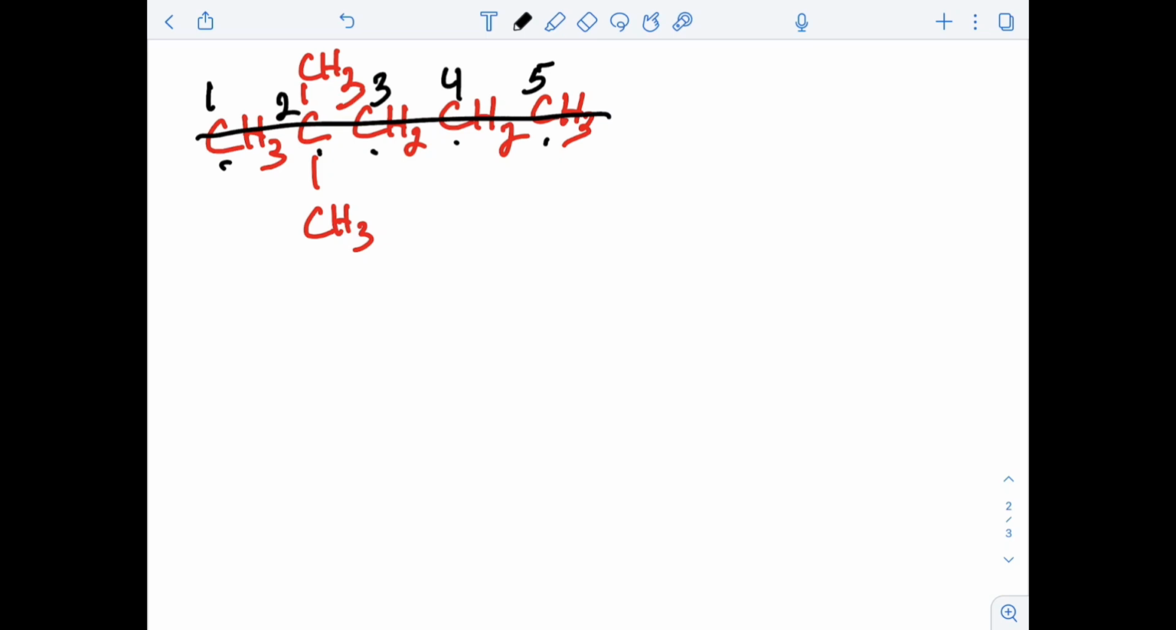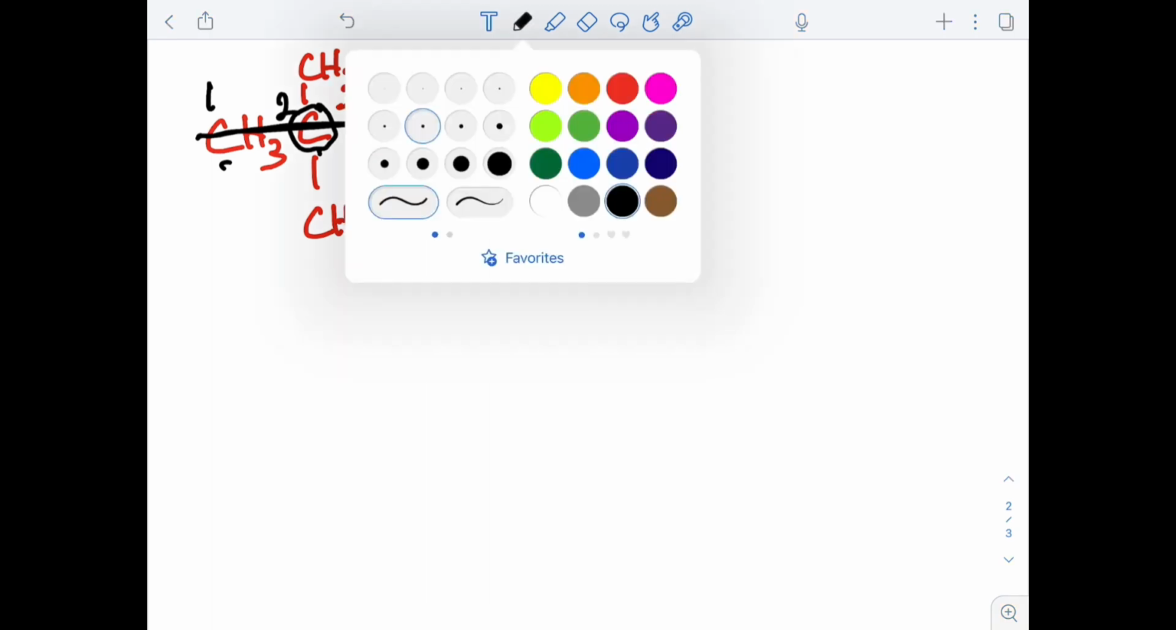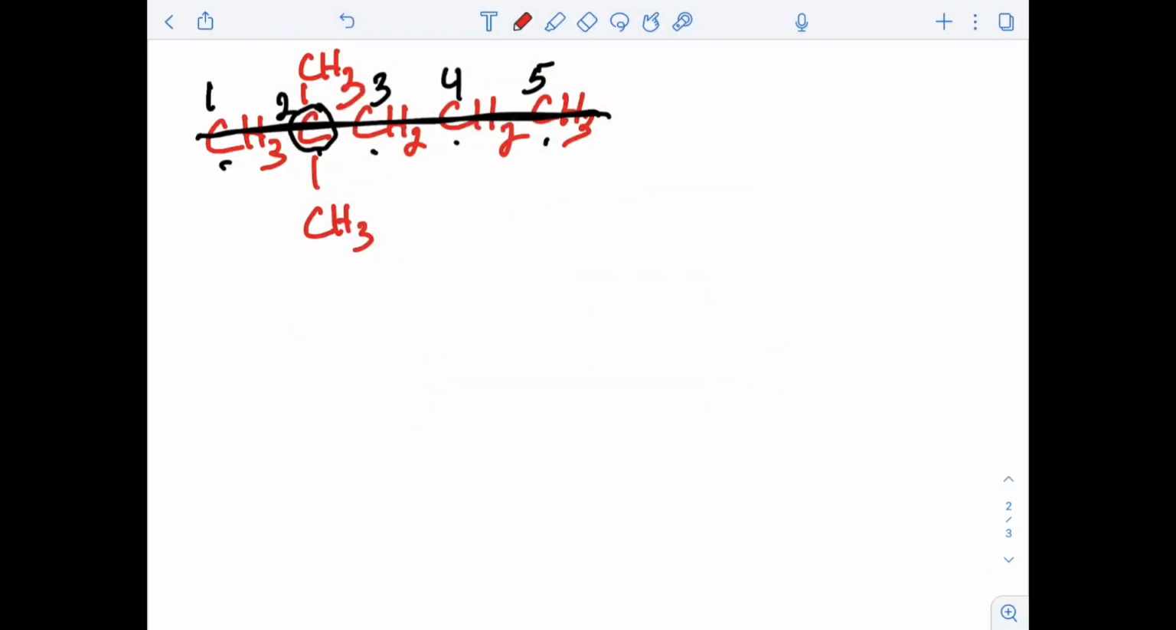And on this number 2 carbon here, of this chain, we have 2 methyls. So what would you do with that? It will certainly be 2-methyl. But in nomenclature, you have to locate each substituent individually and then reflect that in the overall name. So in this situation, it would be 2,2-dimethyl pentane.